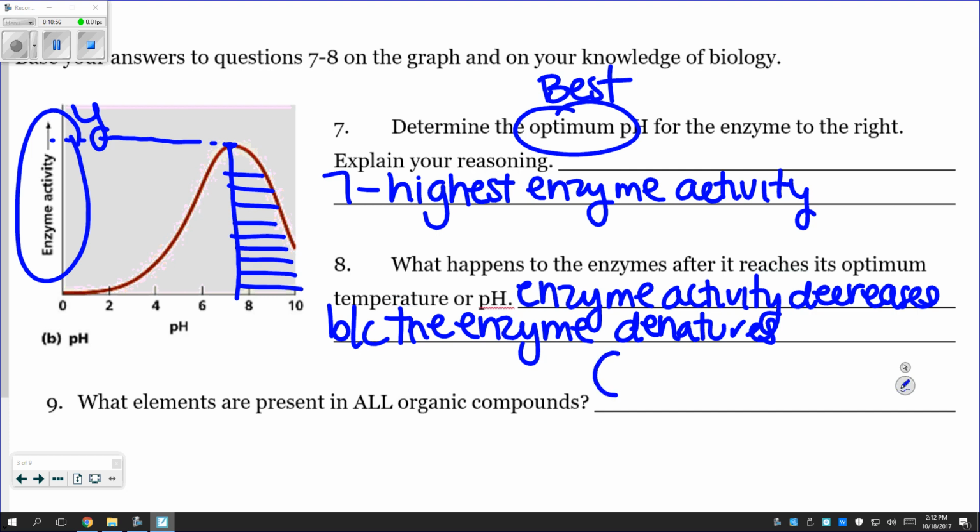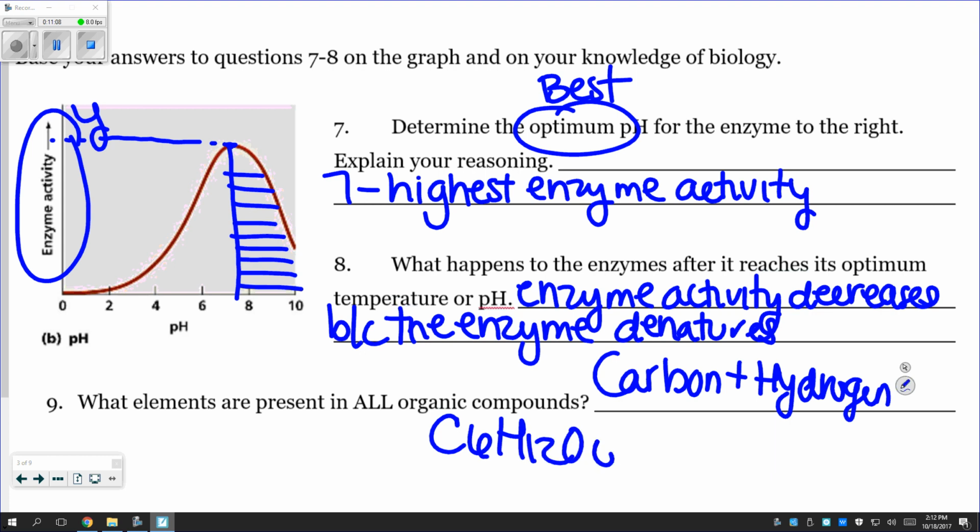What elements are present in all organic compounds? That's going to be carbon and hydrogen, just like we saw on that first page, or C and H. Again, a common representation of this, C6H12O6, where you have both carbon and hydrogen there.